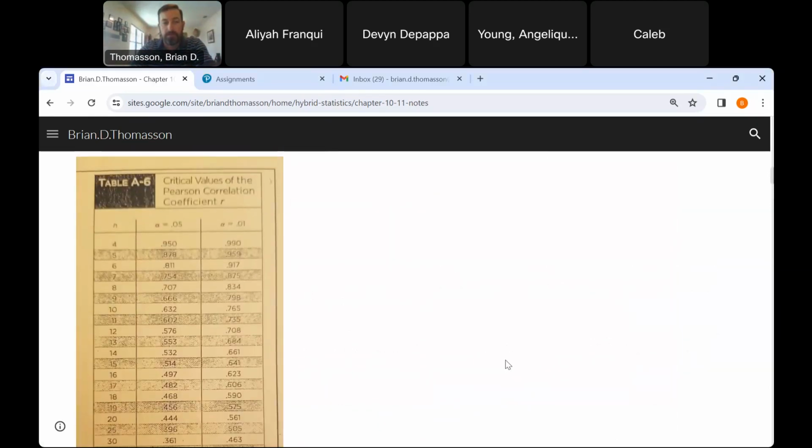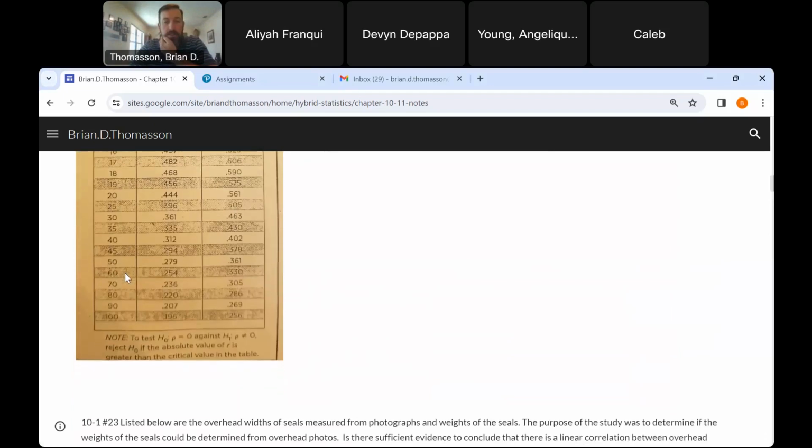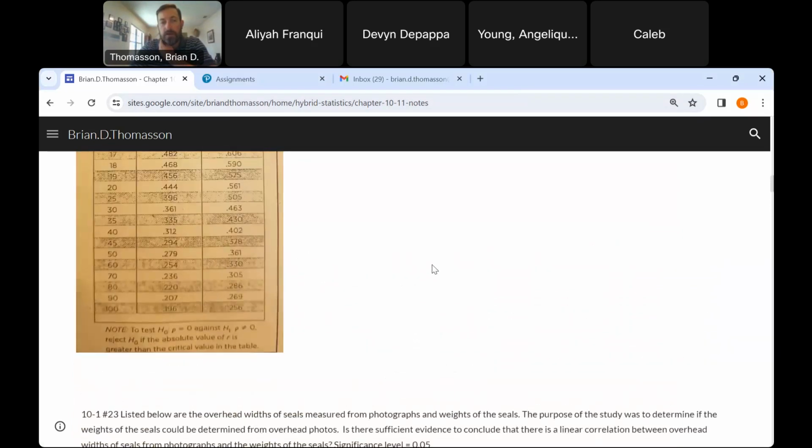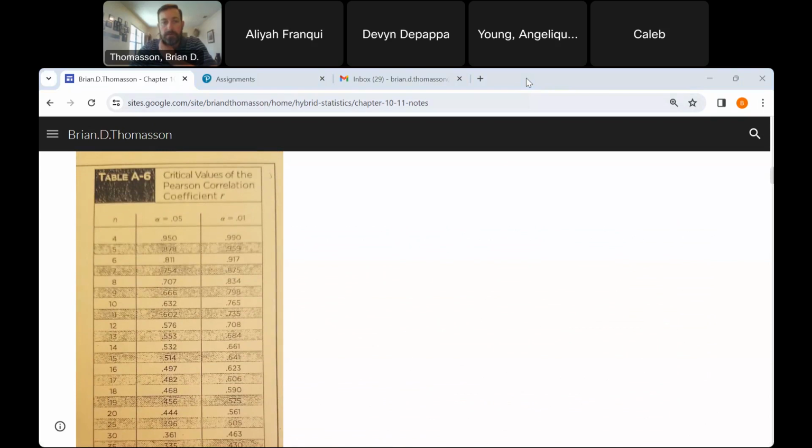We have a new table. And what we need for that table is we need to know what alpha is, and we need to know our sample size. So in our problem, we have the significance level of 0.05, and then we just count how many pictures we have. So we have widths of 7.2, 7.4, so 1, 2, 3, 4, 5, 6. So we have 6 different seals, and our alpha is 0.05. So if we line up 0.05 with an n value of 6, we get this value there. So what that's saying is we need to have an R value that's at least 0.811 to consider this correlated.